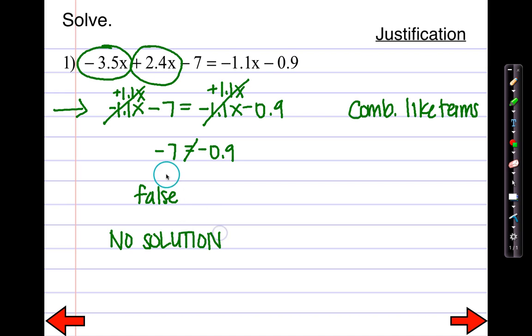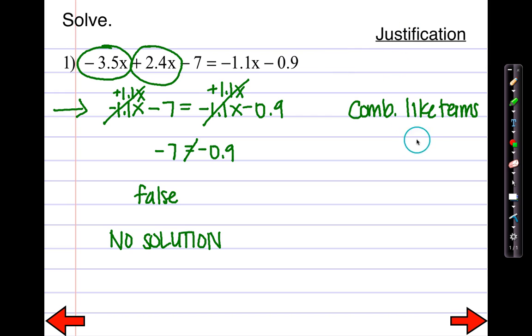Now, one thing I do want to address is this. A lot of students sometimes want to put false as an answer. The question is, what is x? So you won't say false. You'd have to say, well, there's no solution. There's nothing that we can plug in for x to make it work.